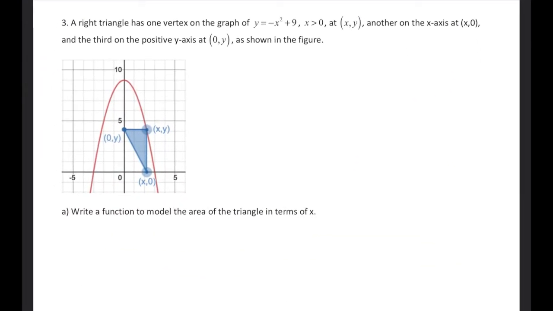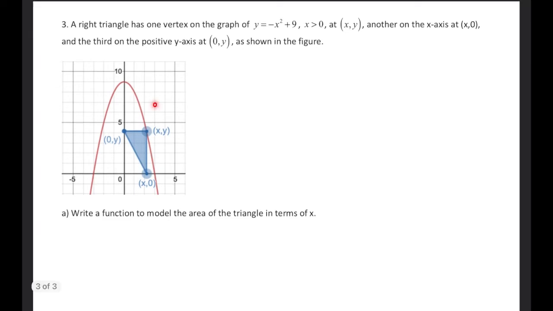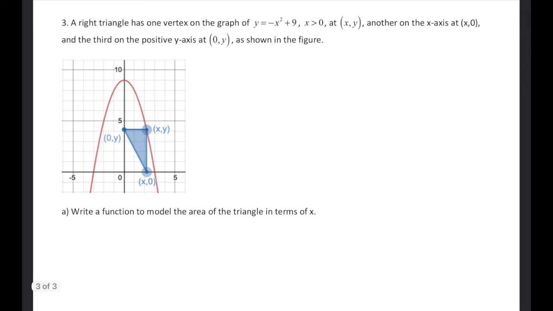In this example, we have a right triangle, one vertex on the graph of y equals negative x squared plus 9. So there's one vertex. We have another on the x-axis right there, and we have a third on the positive y-axis right there. Write a function to model the area of the triangle.